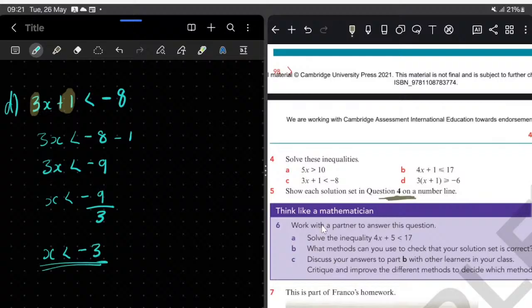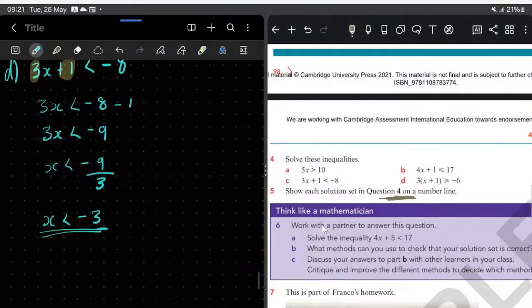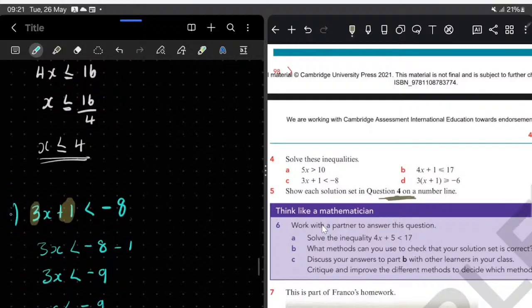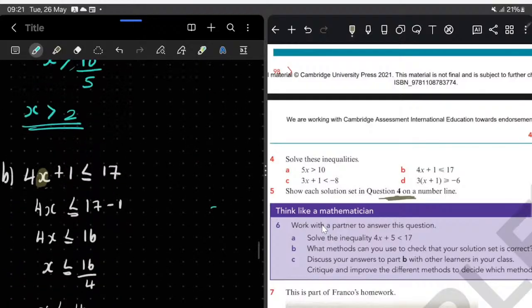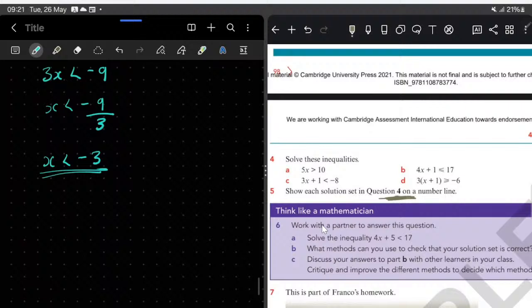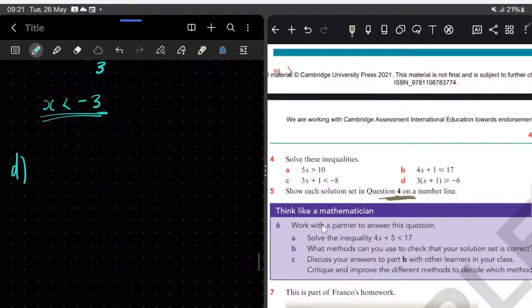Good job, good job. Let's do the last one. Let's do this D. Then we can now sketch them. Wait, so what did I do? Why did I label this as D? This is actually C. Now let's do D. Let's do it properly. Let's get a correct answer there.